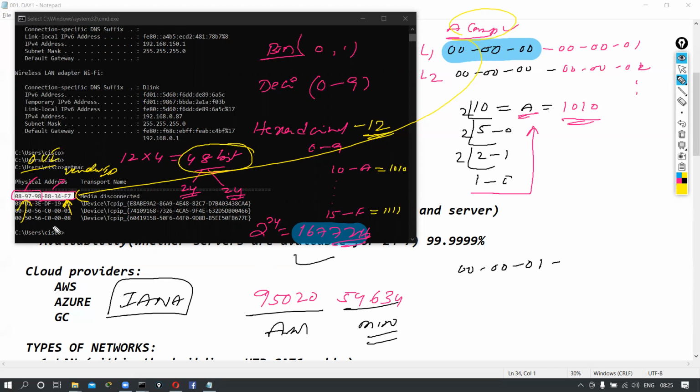LAN cards are available for all electronic devices. For laptops and desktops and servers. Mobiles, how is it available? Is any LAN port there? The charging port is not a LAN port. No. Clear now? Any question? Okay.